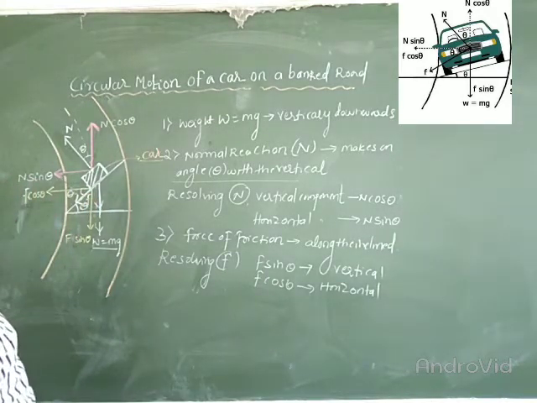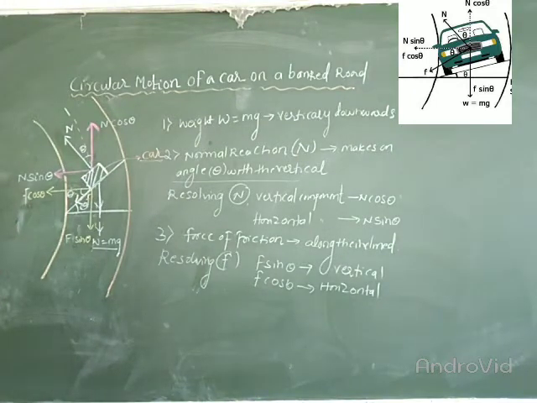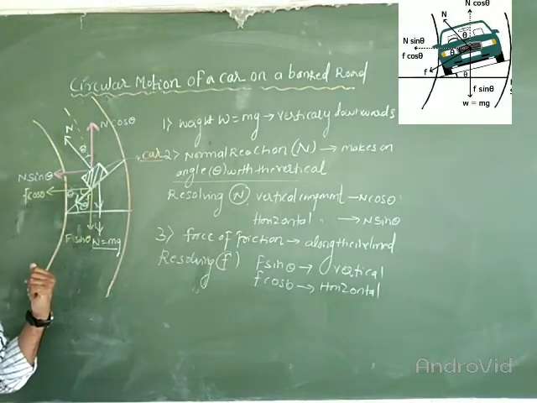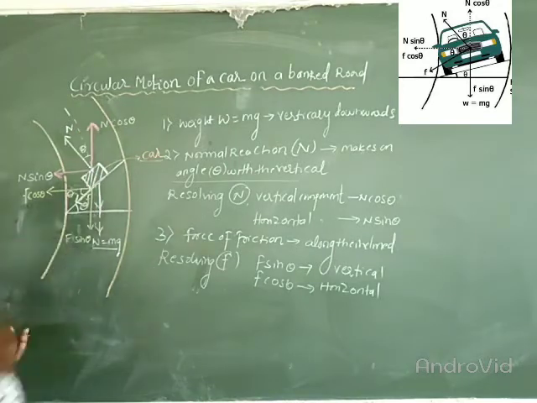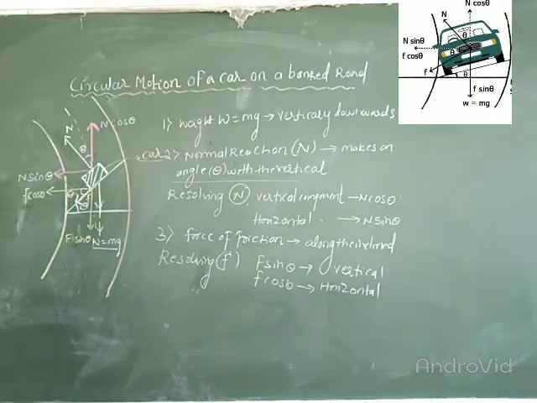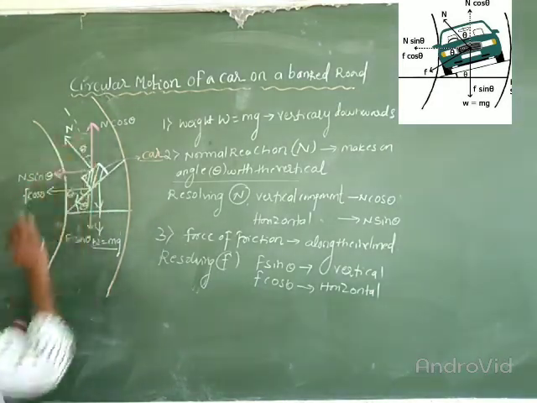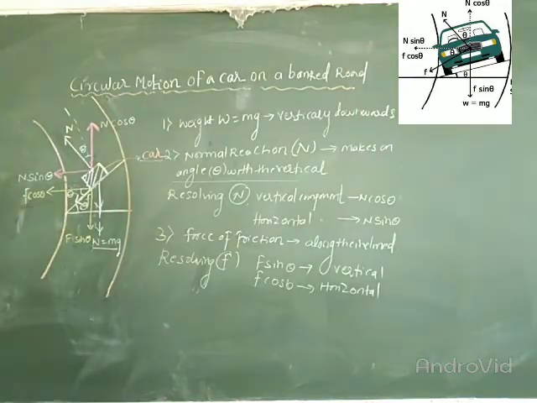Now the next point: there is no acceleration in the vertical direction. The vehicle is not moving in the upward direction, therefore the net force in the vertical direction is 0. So N cos theta is equal to mg plus F sin theta. That is, the upward force and the downward force are equal. Therefore, no acceleration in the vertical direction.